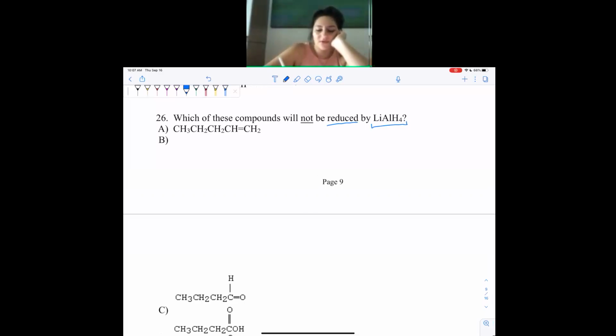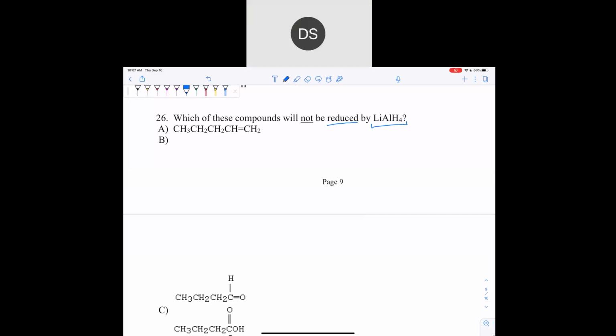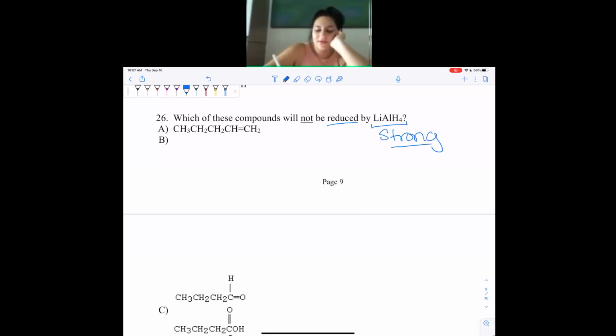LiAlH4, is that a strong or weak reducing agent? Strong. Awesome. So strong means that it is able to reduce group 1.